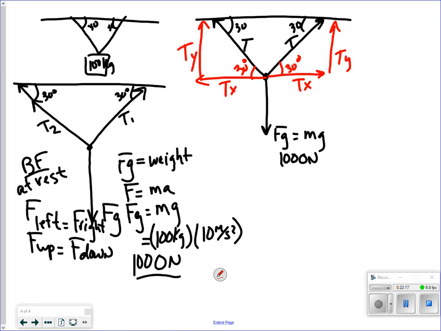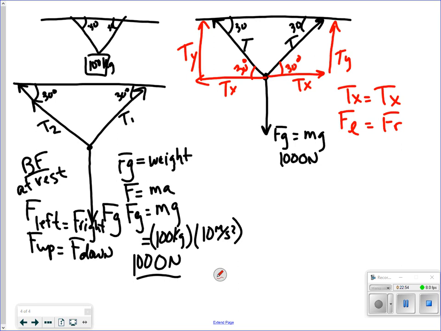Now, if I want to look at it this way, left equals right, up equals down can make total sense to me, right? So Tx has to be equal to Tx. Now, granted, I know they're the same because my angles are the same, but this fulfills left equals right. I'm just going to let that go for now because I don't really care about those particular guys. But it's the up equals down that I find the most intriguing.